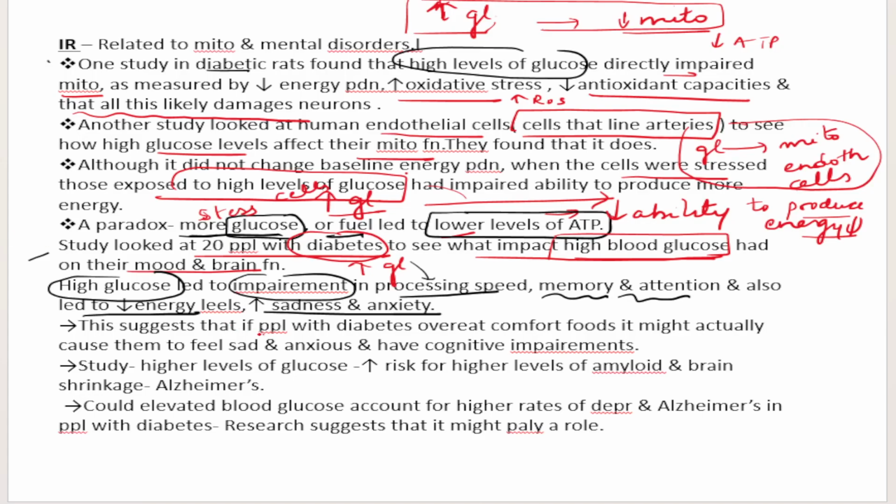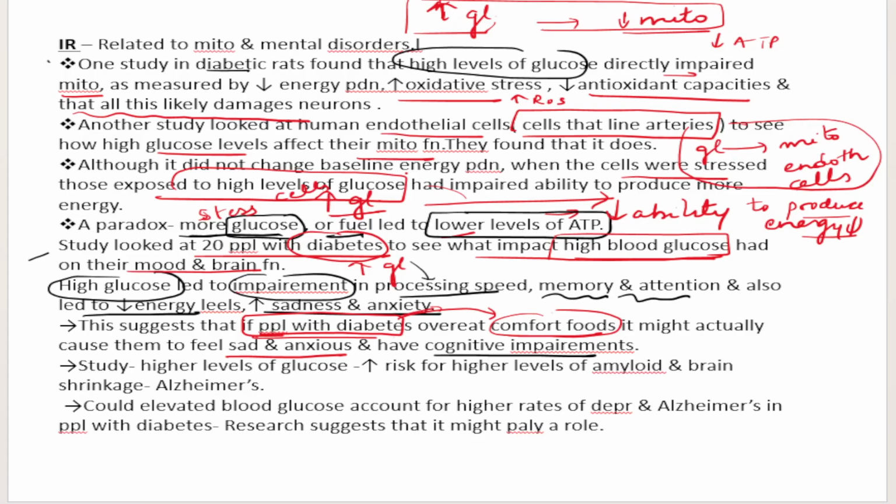It suggests that people with diabetes who are already metabolically compromised, because these people may have insulin resistance and high levels of glucose, if they overeat comfort foods and consume more glucose by means of comfort foods, then it might cause them to feel sad and anxious. It might cause them to have cognitive impairments.